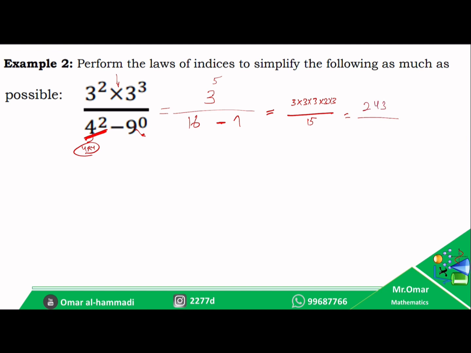243 divided by what? By 15. So this is the result. Now we have to ask ourselves, is this result in the lowest term? No. If we divide it by a calculator, we'll find it is 81 divided by 5. That means we divided each term, numerator and denominator, by 3. So now this is in the lowest term.